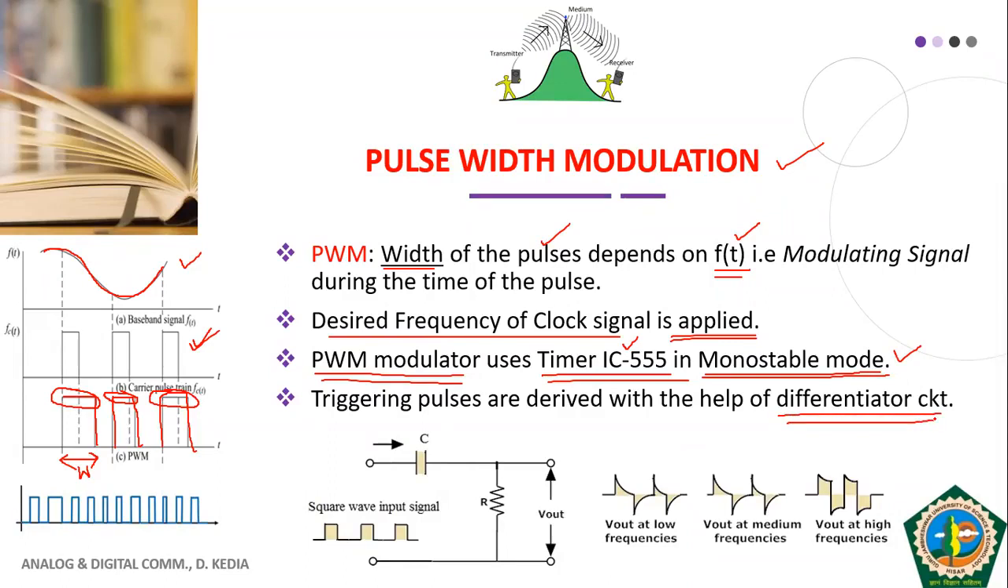Okay, so students, for the PWM modulator to work, we require triggering pulses. And what is the job of triggering pulses? The job of triggering pulses is to trigger, to initiate something. So the PWM generation process will be initiated by the triggering pulses. And these triggering pulses will be derived with the help of a differentiator circuit.